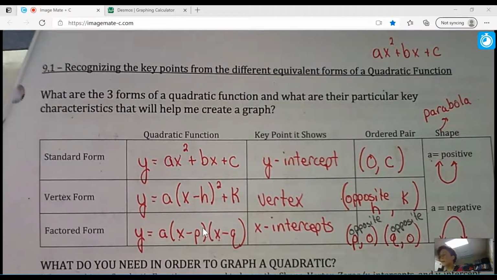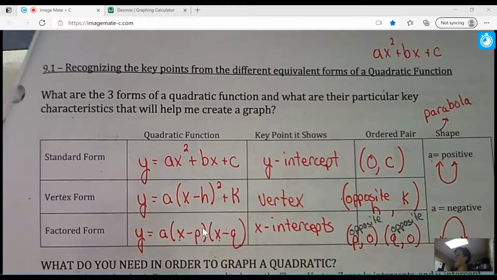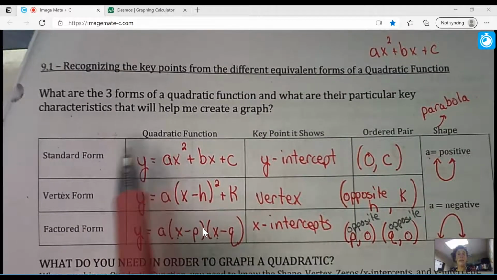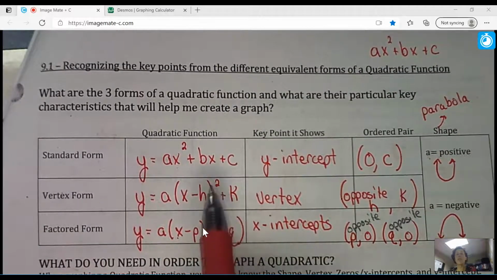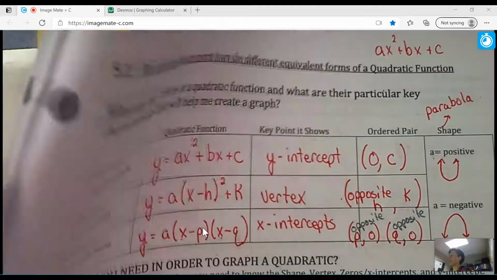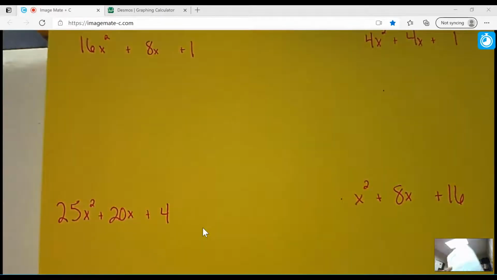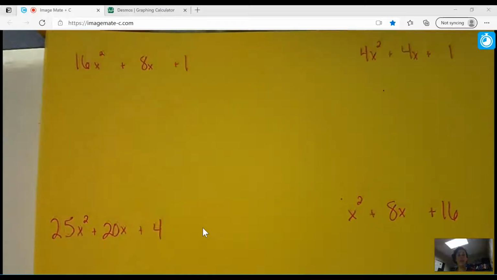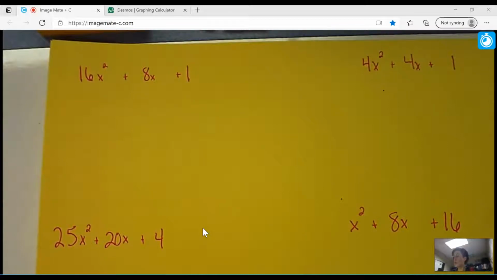And so what we're going to look at today is how do you go from standard form to vertex form. So before we do that, I need to talk about a certain type of trinomial that happened in our last chapter that we could factor, and it has a special name. It's called a perfect square trinomial, and I'm going to explain that to you now.